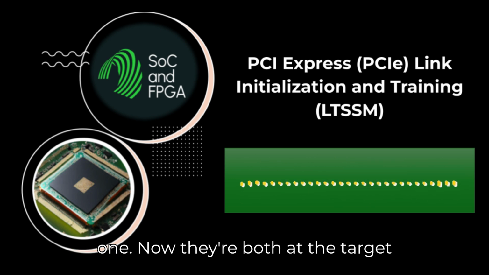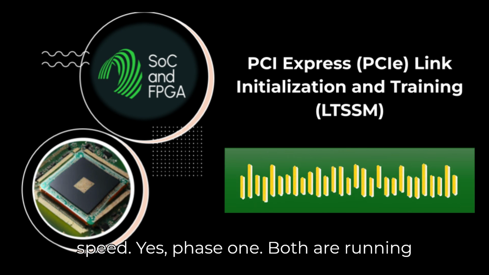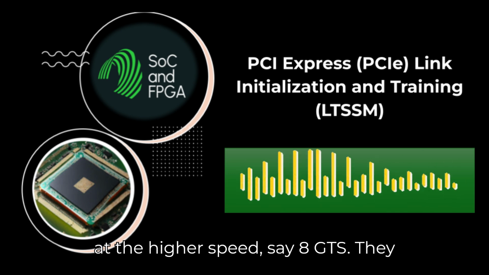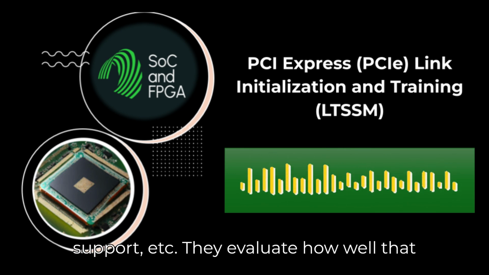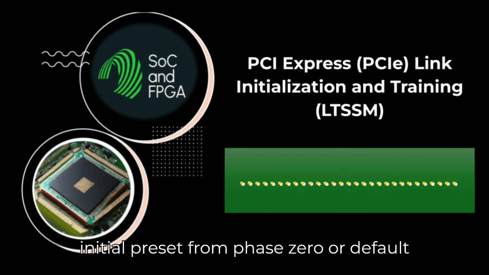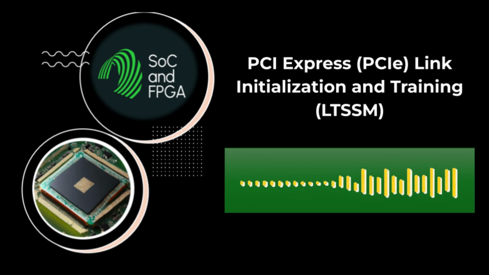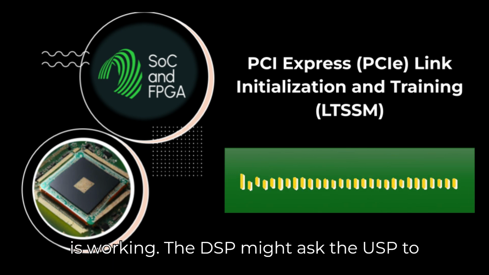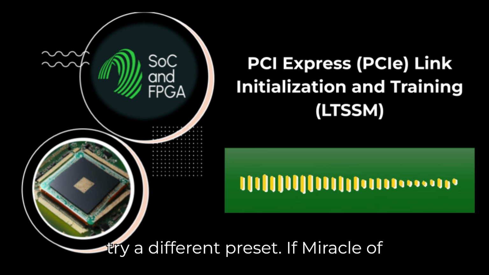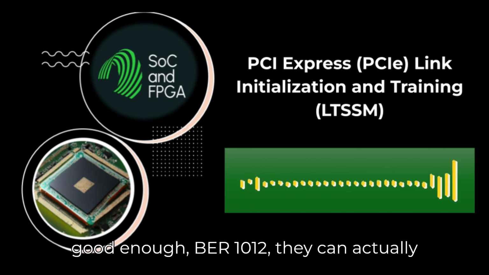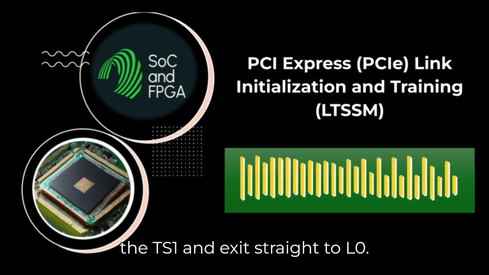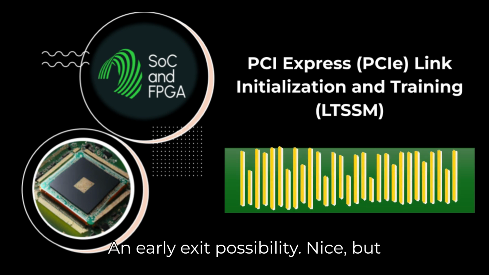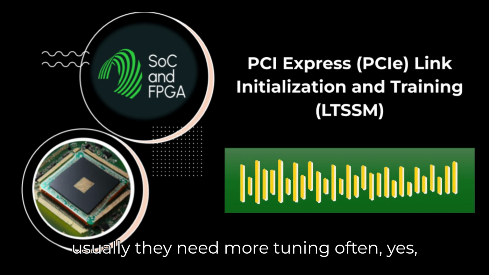Got it. Phase 1, now they're both at the target speed. Yes. Phase 1, both are running at the higher speed, say 8 GT/s. They exchange TS1s to advertise their full EQ capabilities, what presets they support, etc. They evaluate how well that initial preset from phase 0, or default, is working. The DSP might ask the USP to try a different preset. If, miracle of miracles, the signal quality is already good enough, BER 10^-12, they can actually signal EQ complete using the EC field in the TS1 and exit straight to L0. Ah, an early exit possibility. Nice. But usually they need more tuning. Often, yes.